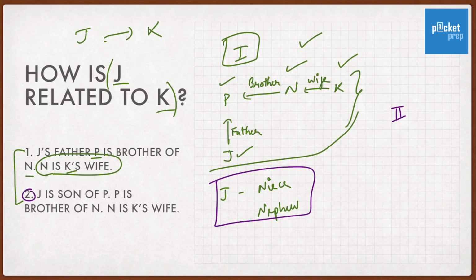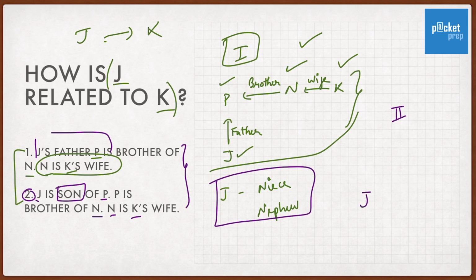In statement 2, it is given that J is son of P, P is brother of N, N is K's wife. Though the information given in statement 1 and 2 is almost the same, the only difference is J is son of P. It is clearly mentioned that J is son of P, but in the first statement, this is not given. That is the only difference between statement 1 and 2.